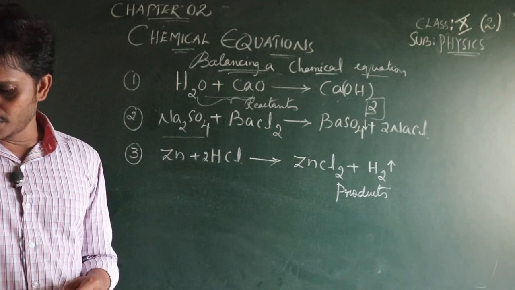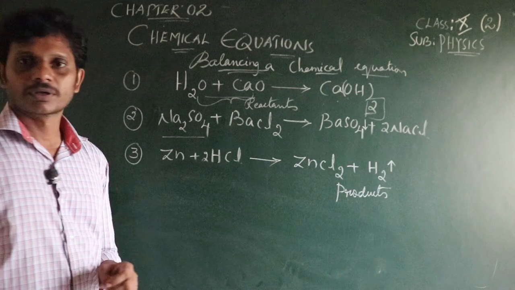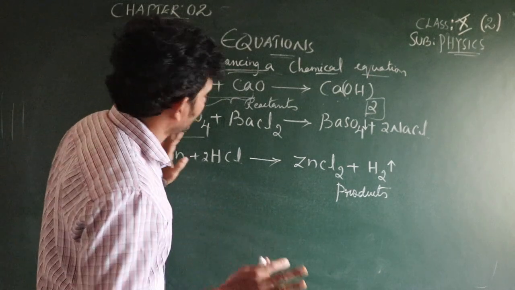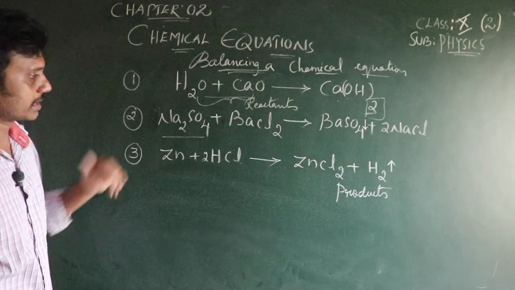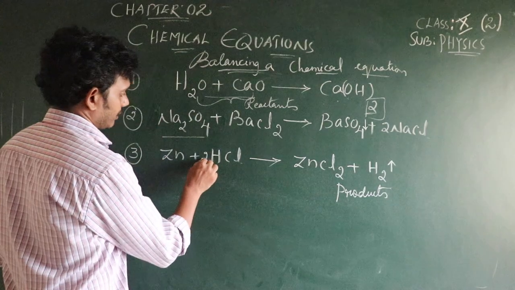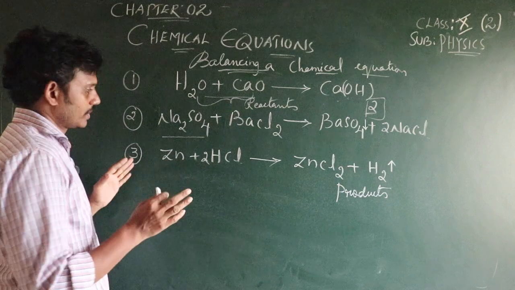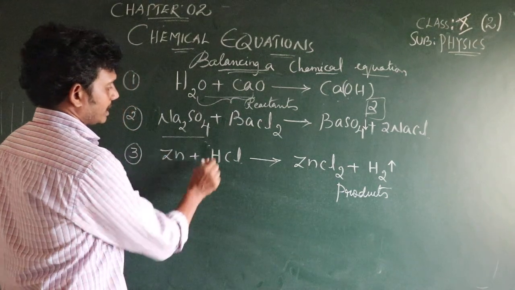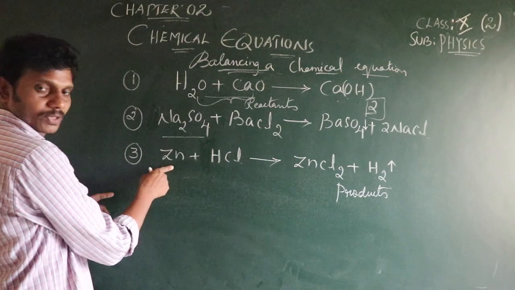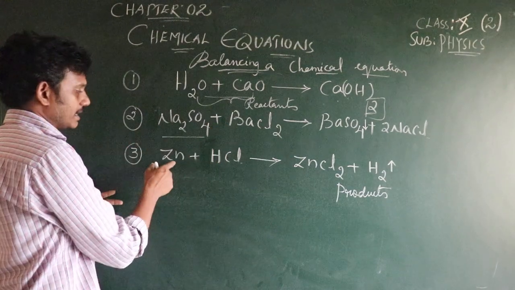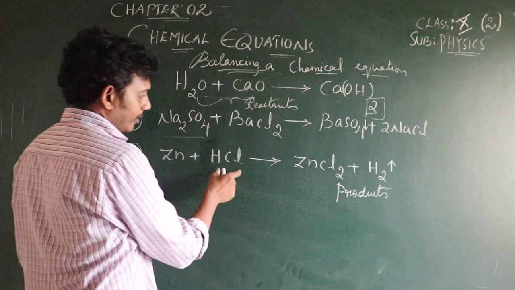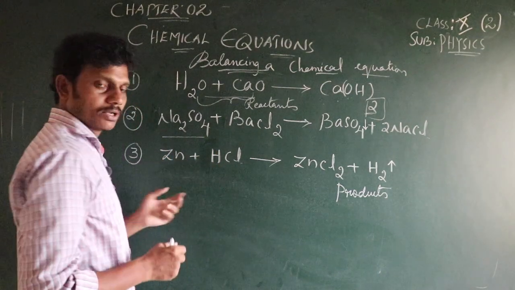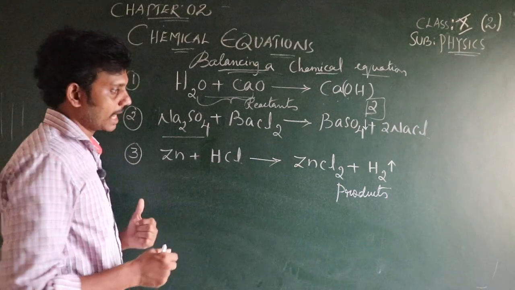Okay, write the equation with the compounds. Example, I want to go for the second equation. Okay, let's go for the third equation. First, zinc is reacting with hydrochloric acid. So that is why I wrote zinc, Zn. The symbol for zinc is Zn. And hydrochloric acid, what's the formula for that? HCl. HCl is the formula for hydrochloric acid.